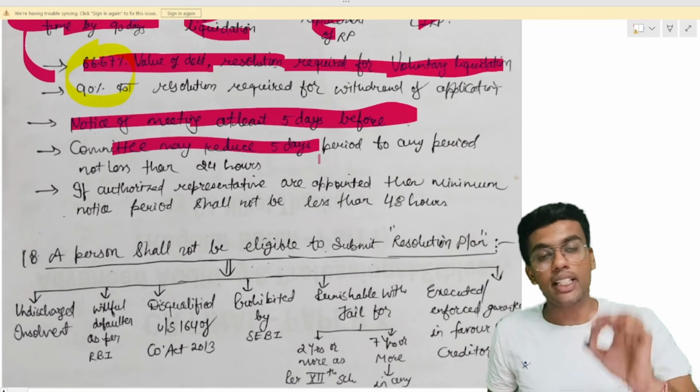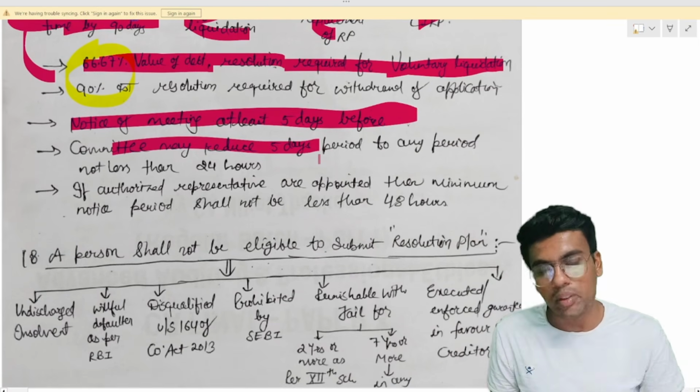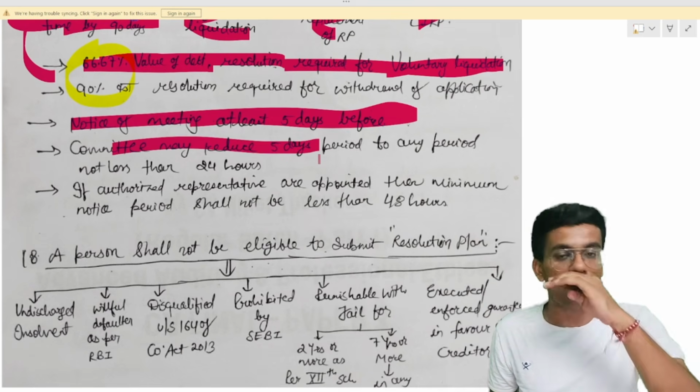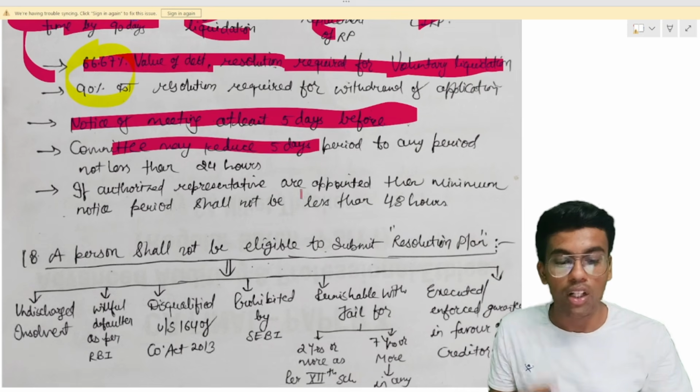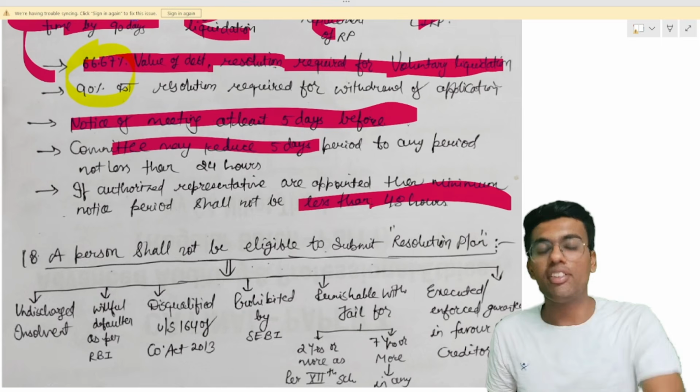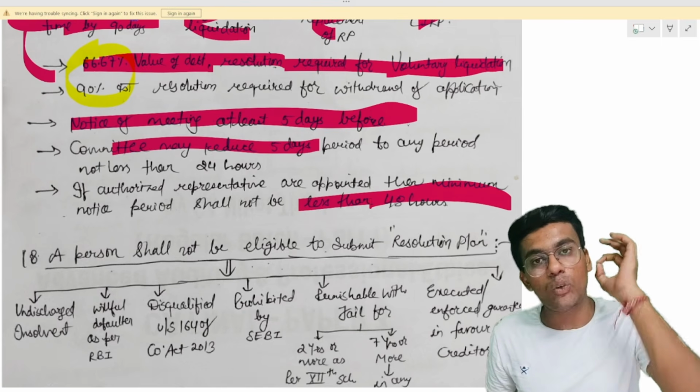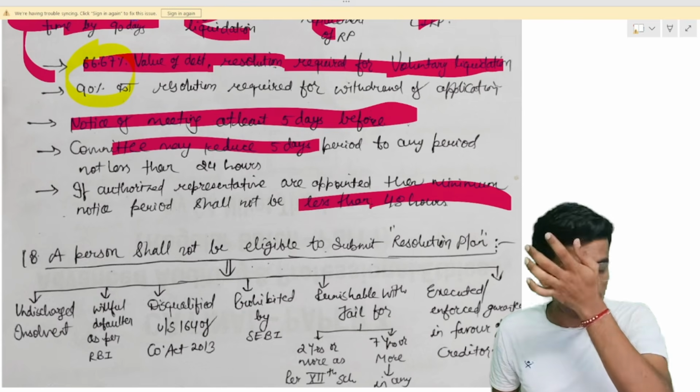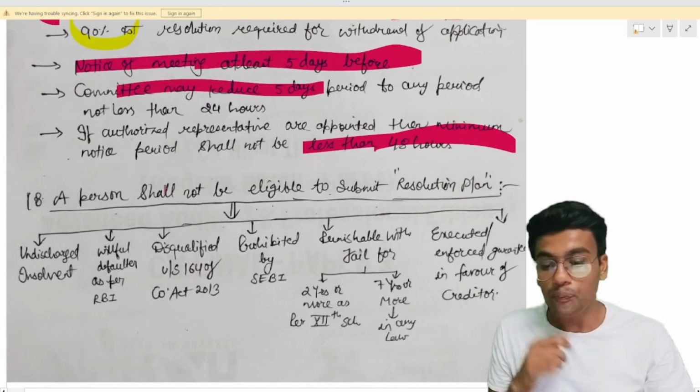If authorized representative of the committee of creditors are present in the meeting, in such a case, the minimum notice period should be of 48 hours. Please be very careful with all these timelines. These are the most important ones, and MCQ will definitely be formed in your examination also.